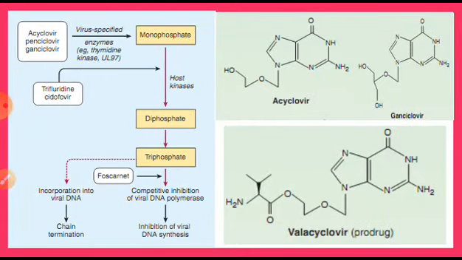Here, this diagram will also tell you almost the same thing, how acyclovir converts into monophosphate, diphosphate, triphosphate, and acts to inhibit viral DNA synthesis. Here are the chemical structures of these drugs.